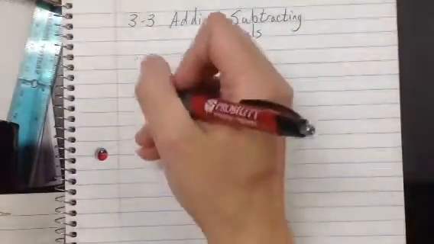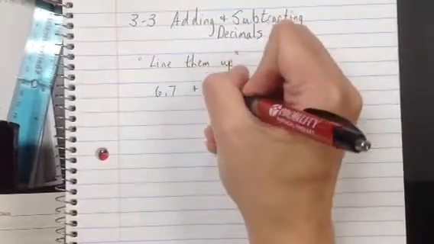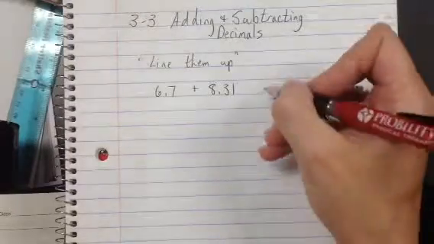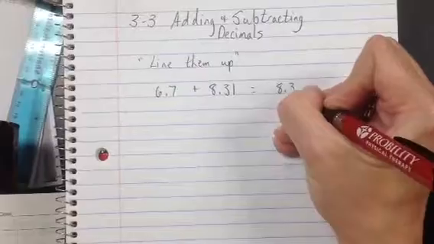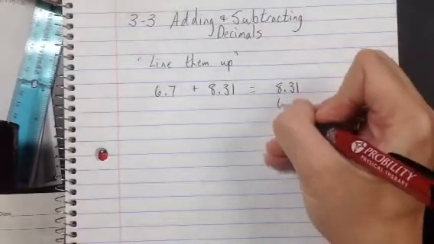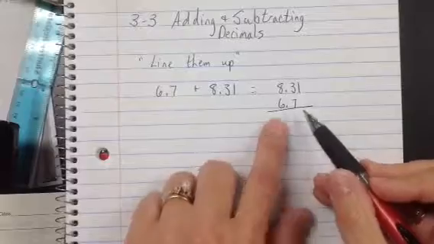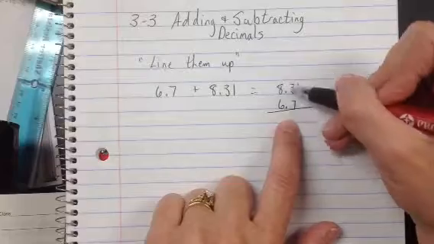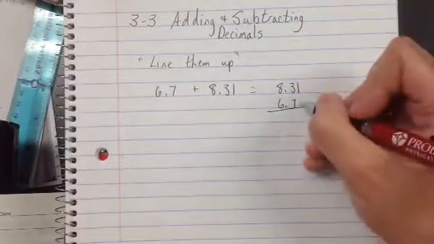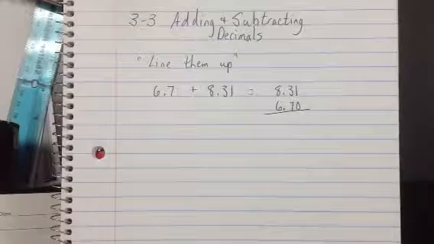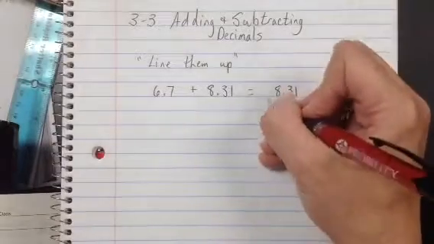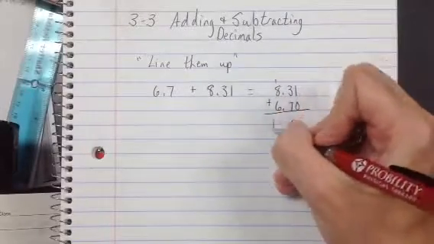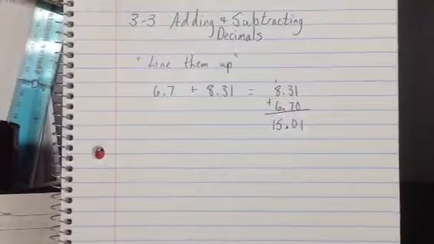So if I have 6.7 plus 8.31, when I go to add these together, I need to line them up. I'm going to write the one with more digits on the top just because I like to. I'm not going to write my 6.7 where the 7 lines up with the 1, because I want tenths place to be with tenths place and ones place to be with ones place. A lot of people find it useful to put in a placeholder 0. And now I'm adding. 1 plus 0 is 1. 3 plus 7 is 10. 8 plus 6 is 14. Plus 1 is 15. So my answer is 15.01.